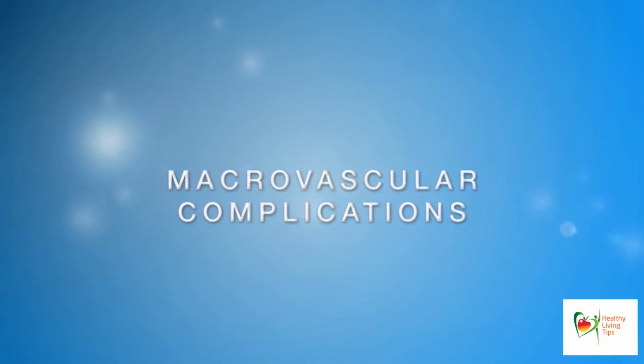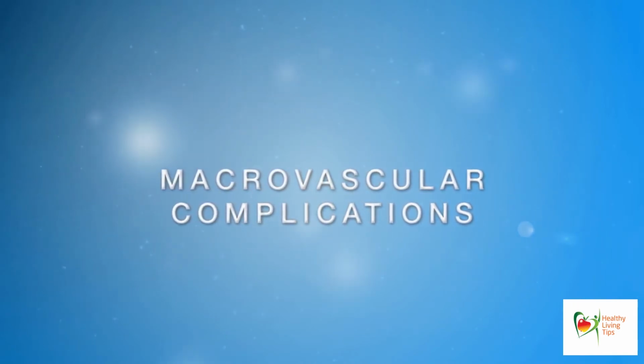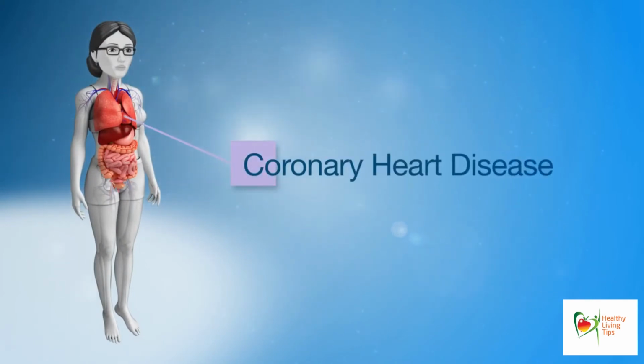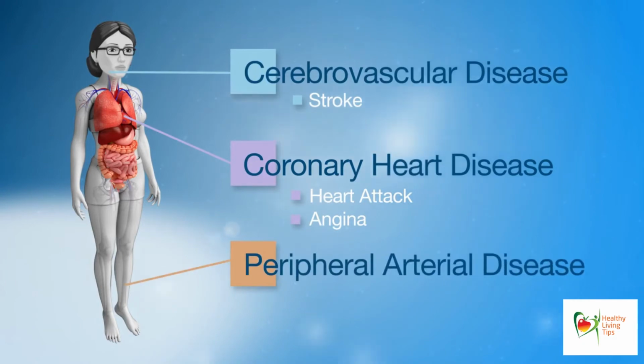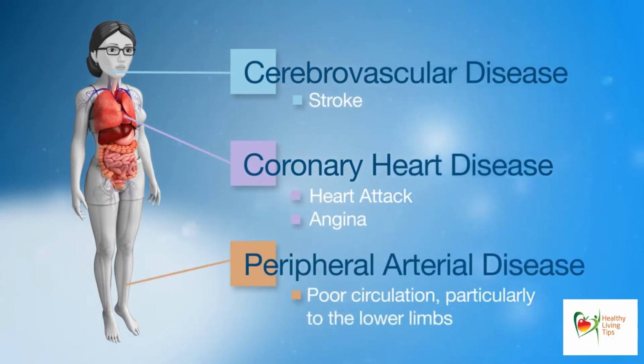As we have previously mentioned, damage to the large blood vessels in our body can lead to cardiovascular disease, which can be divided into 3 groups. Coronary heart disease, including heart attack and angina, cerebrovascular disease and stroke, and peripheral arterial disease leading to poor circulation, particularly to the lower limbs.